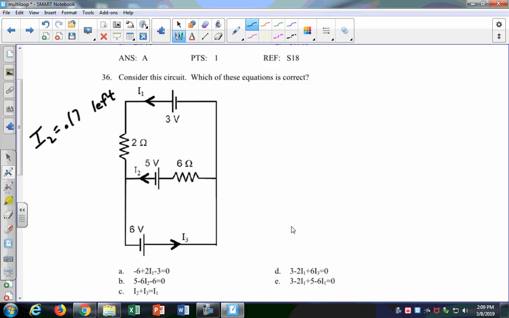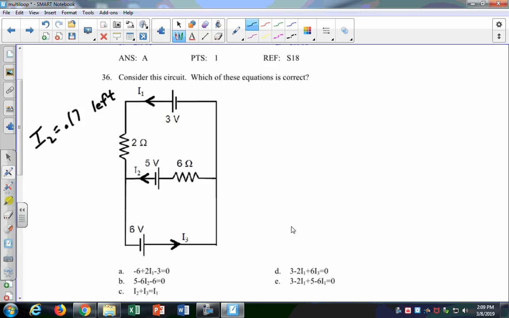Oh, no, it's not that easy. So now that I have I2, in order to find I3, well, how am I going to find I3? Because you notice there's no resistor in that bottom loop. And so when I write the loop rule for either the big loop or the bottom loop, no I3 in that. So how the heck am I going to find I3?